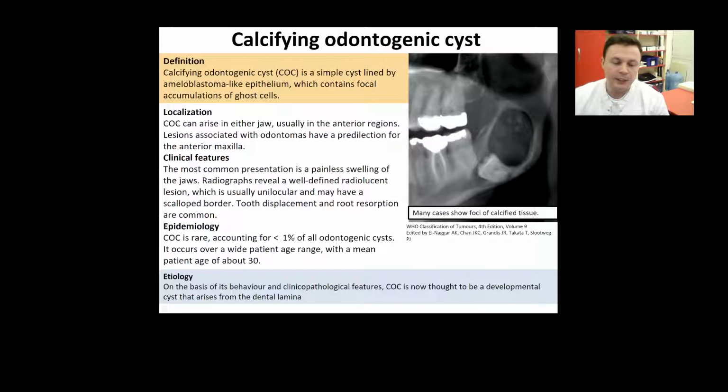The most common presentation is painless swelling of the jaw. Radiographs reveal well-defined radiolucent lesions, which are usually unilocular and may have a scalloped border. Tooth displacement and root resorption are common. About half of all cases have a variable amount of calcified tissue or an associated odontoma. COC is rare, accounting for less than 1% of all odontogenic cysts. It occurs over a wide patient age range with a mean patient age of about 30 years.